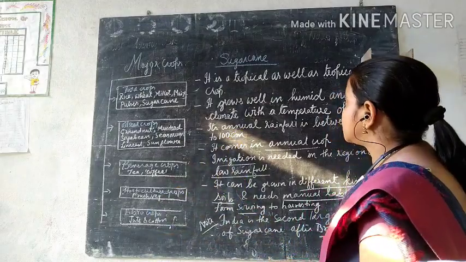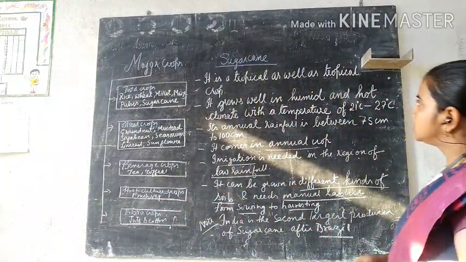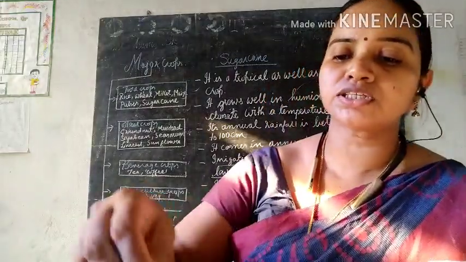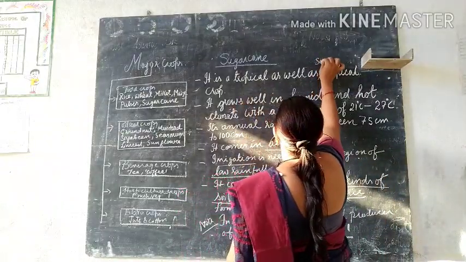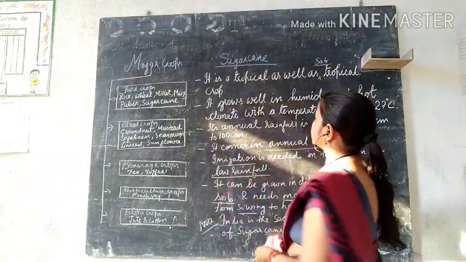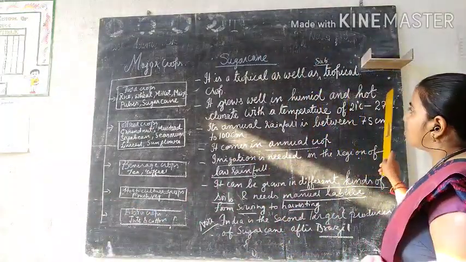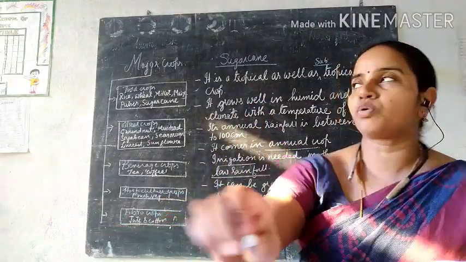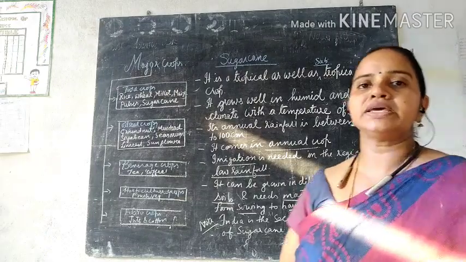Okay, so it is grown in both the tropical as well as the subtropical region. So there is a big mistake here. We'll write here subtropical region. Okay. So it grows well in a humid and hot climate, and the temperature which it requires is 21 degrees centigrade to 27 degrees centigrade.